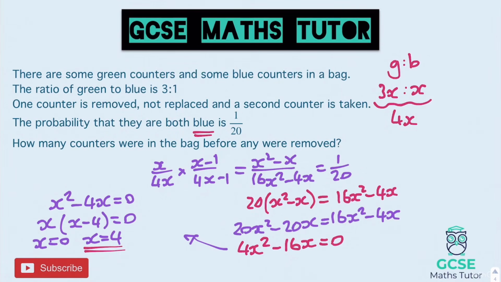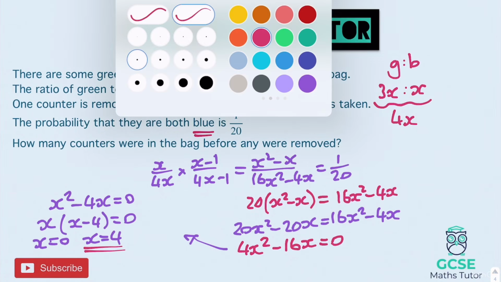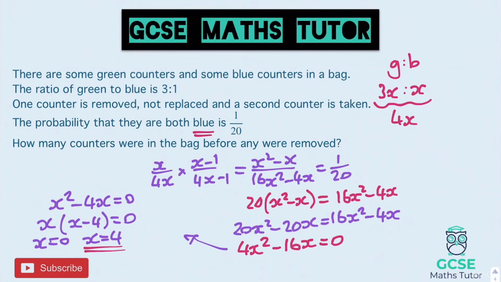Again, it can't be 0. So how many counters were in the bag before? Let's have a look. Well, we started with 4x up here. So 4 times 4 leaves us with 16 counters that are in the bag before we started. Again, 3 lots of x would give us 12, 1 lot of x would give us 4, but the total amount of counters there is 4x, so 4 lots of 4 gives us 16.